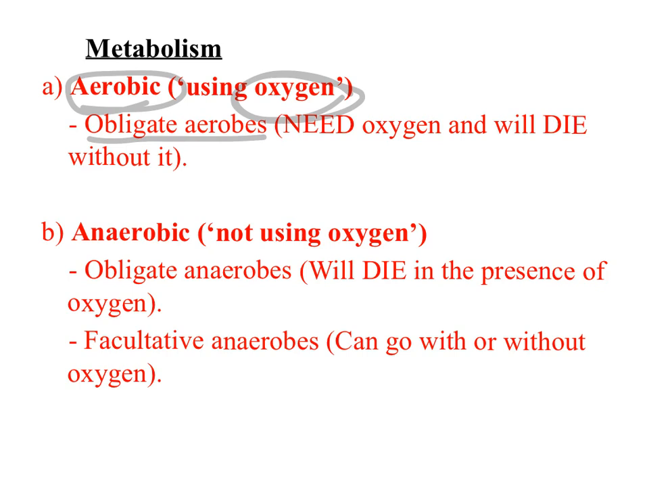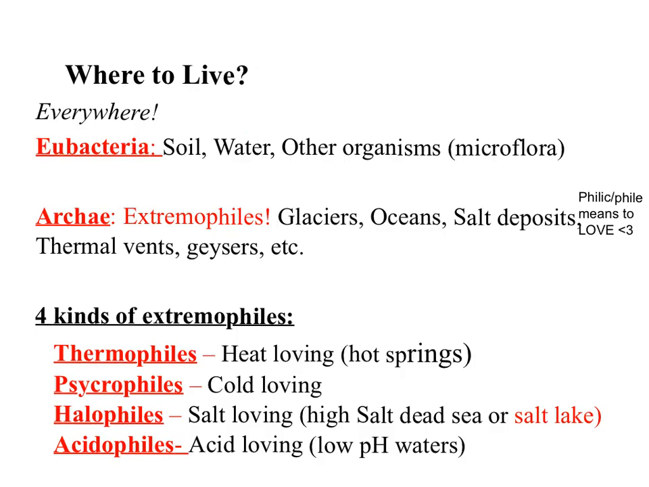We also have anaerobic. Anaerobic metabolism does not use oxygen. It uses other compounds. There's two types. We have obligate anaerobes, which means if there is oxygen, they will die. And we have facultative anaerobes. They can go with oxygen, they can go without. They're neither here nor there.